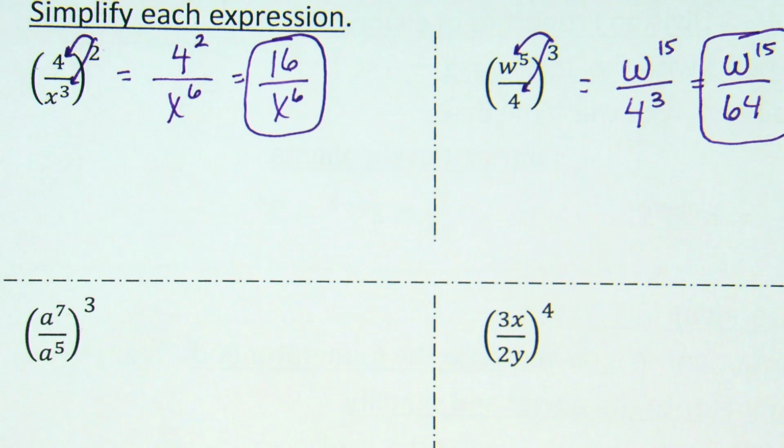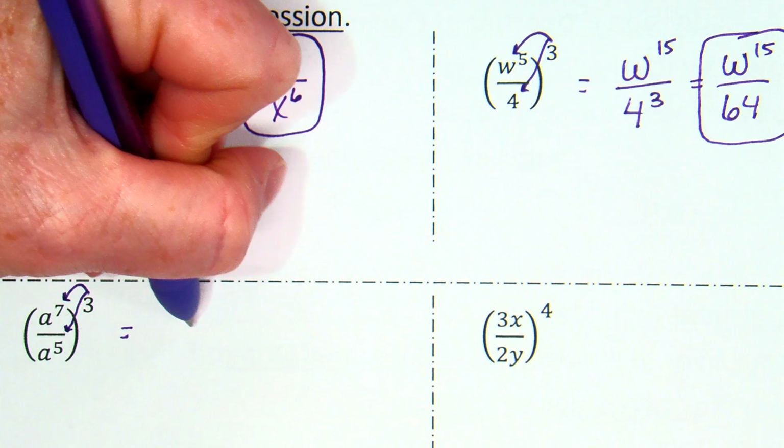Curious about the next one. A to the 7th over A to the 5th raised to the 3rd. There's two different directions we could take with this, so I'm curious what you guys will do. Would just be like a to the 21st over a to the 15th, right? Okay. So one option, the 3 goes with everything, right? Yeah. So then a to the 7th raised to the 3rd, multiply, a to the 21st, a to the 5th raised to the 3rd, a to the 15th.